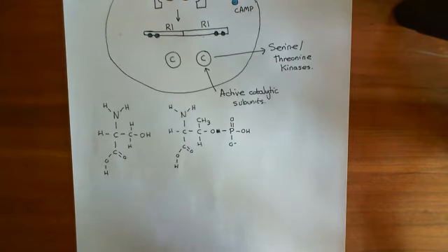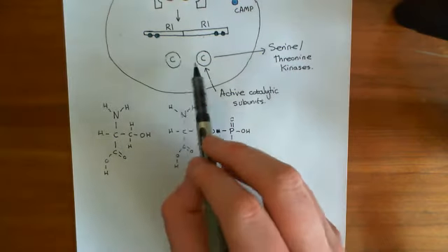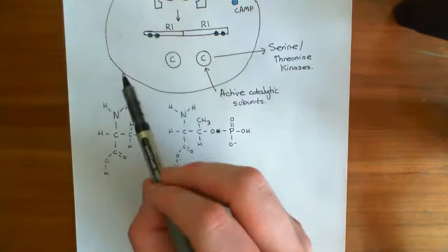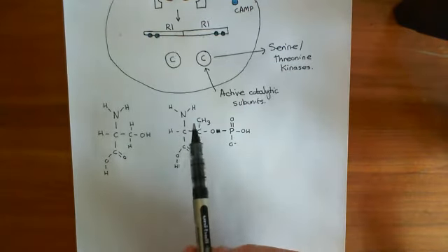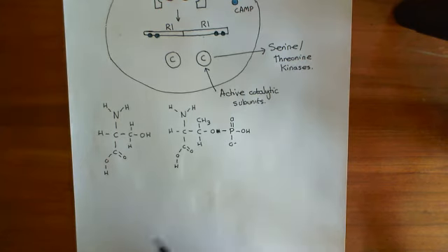Now, the important thing to understand in the case of protein kinase A1 is that these active catalytic subunits are now free in the cytoplasm. So they will go and do this to a great host of effectors. So they will affect the function of a huge number of proteins.